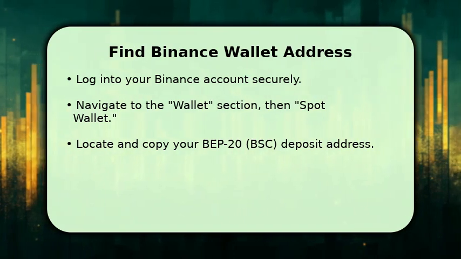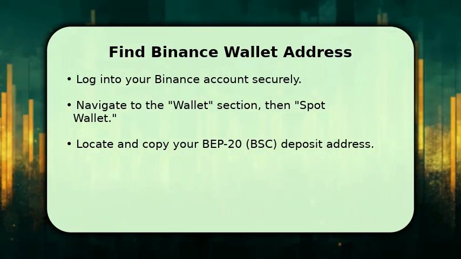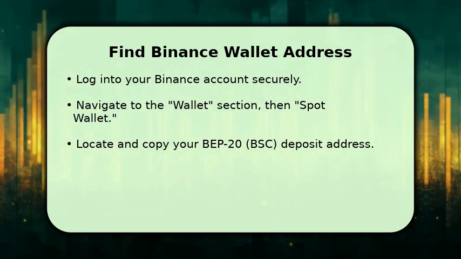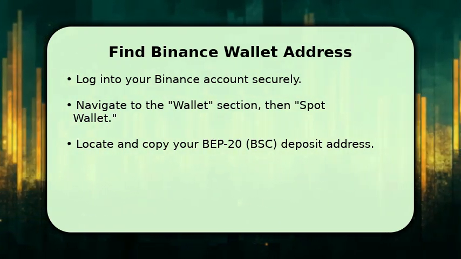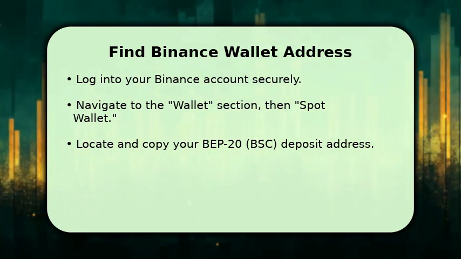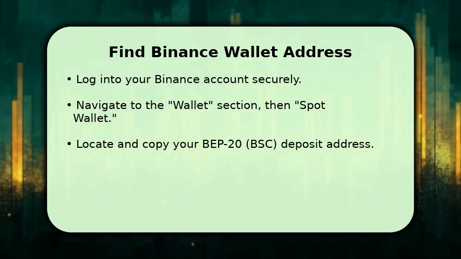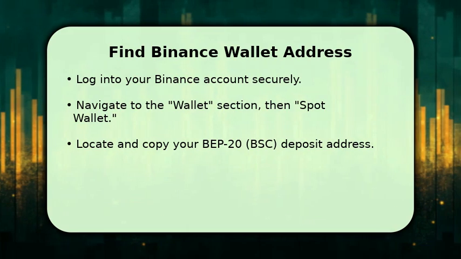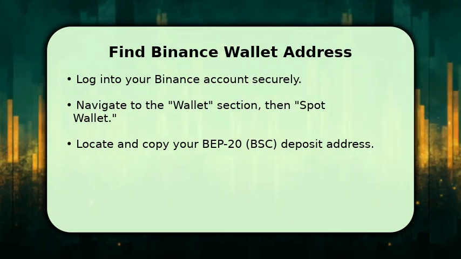Next, you'll need your Binance Smart Chain deposit address. Log into your Binance account and go to your Wallet section, then select Spot Wallet. Search for BNB and choose the deposit option. Make sure to select the BEP20 network. Copy this unique address carefully, as it is where you will send funds from your Binance account to your MetaMask wallet.